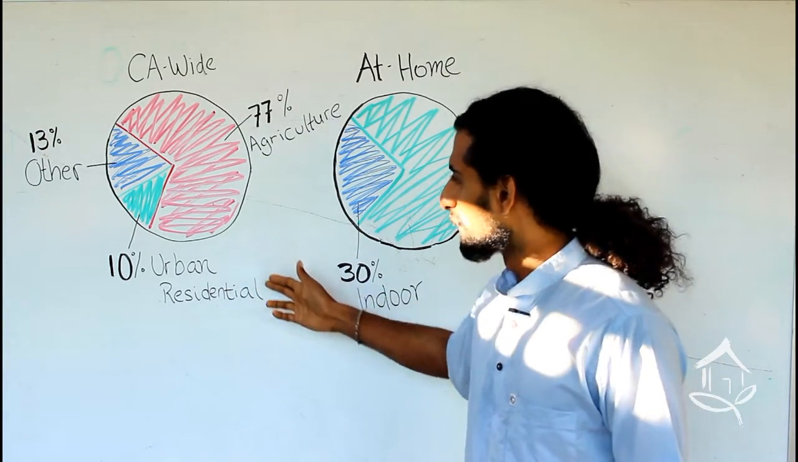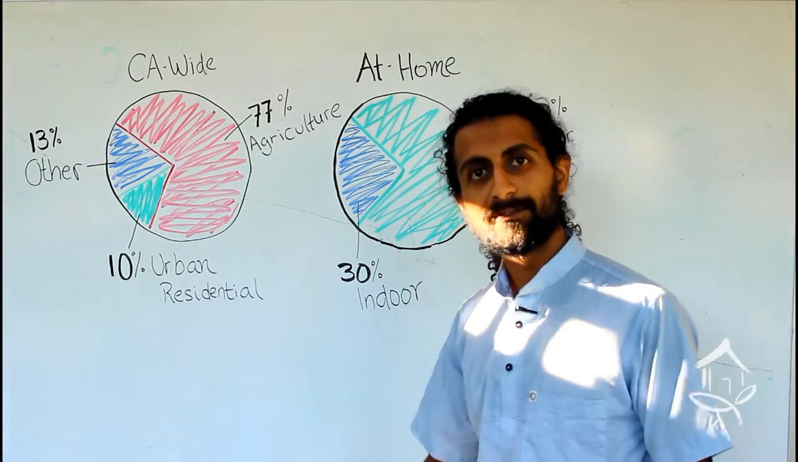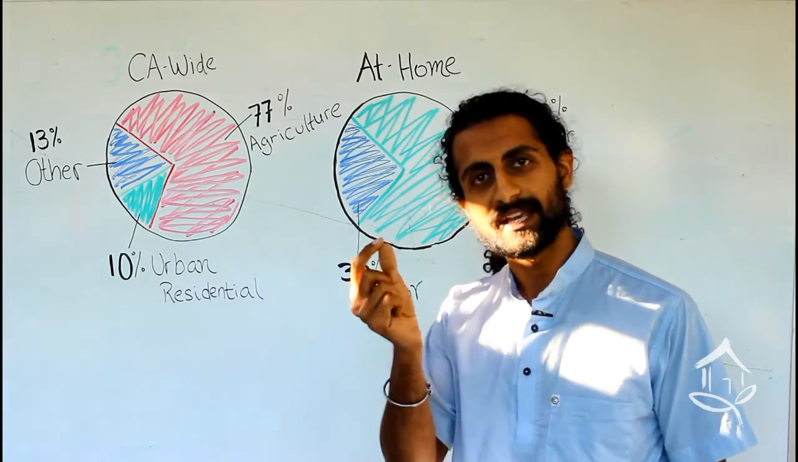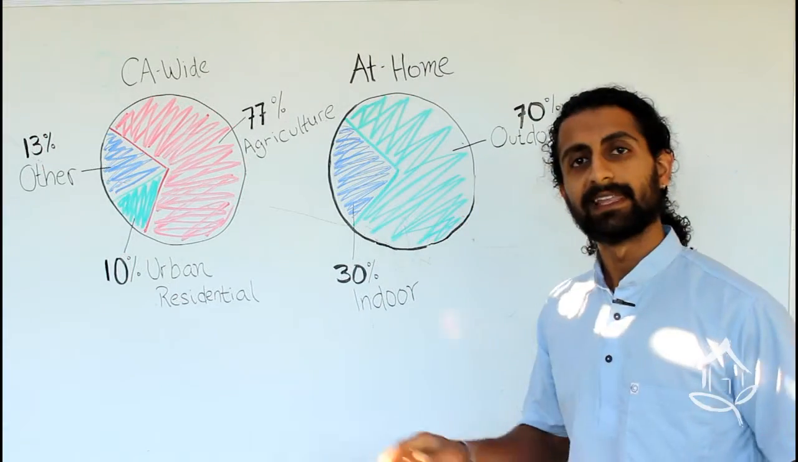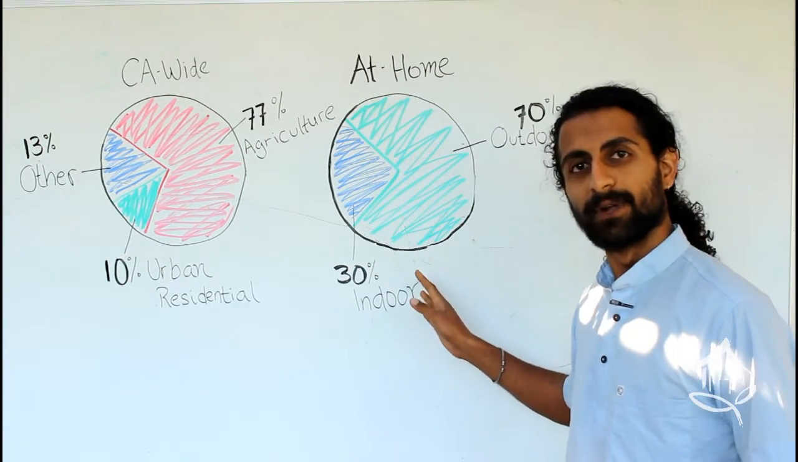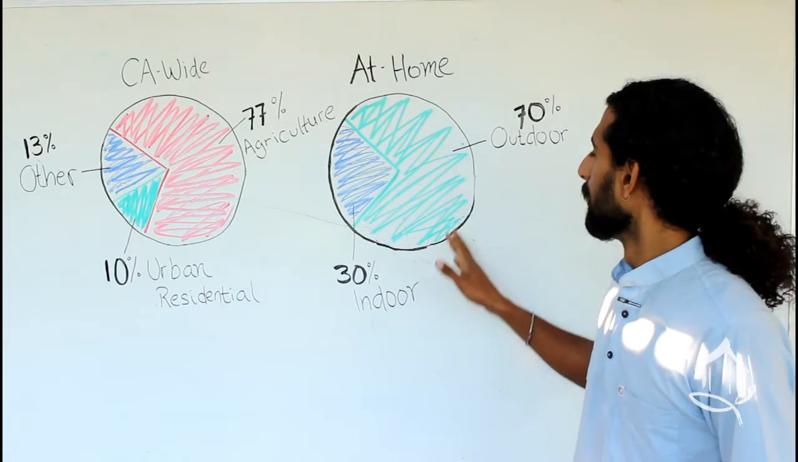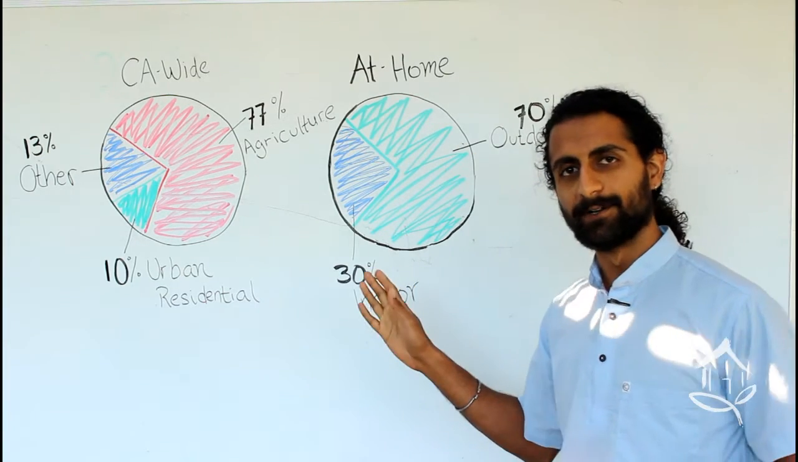So we have to remember that agriculture is the biggest user of water in the state, and our urban residential uses are much smaller. Only 10% of the state's use of water goes to homes. Now let's look at our residential urban use. Okay? Where are we using water at home?